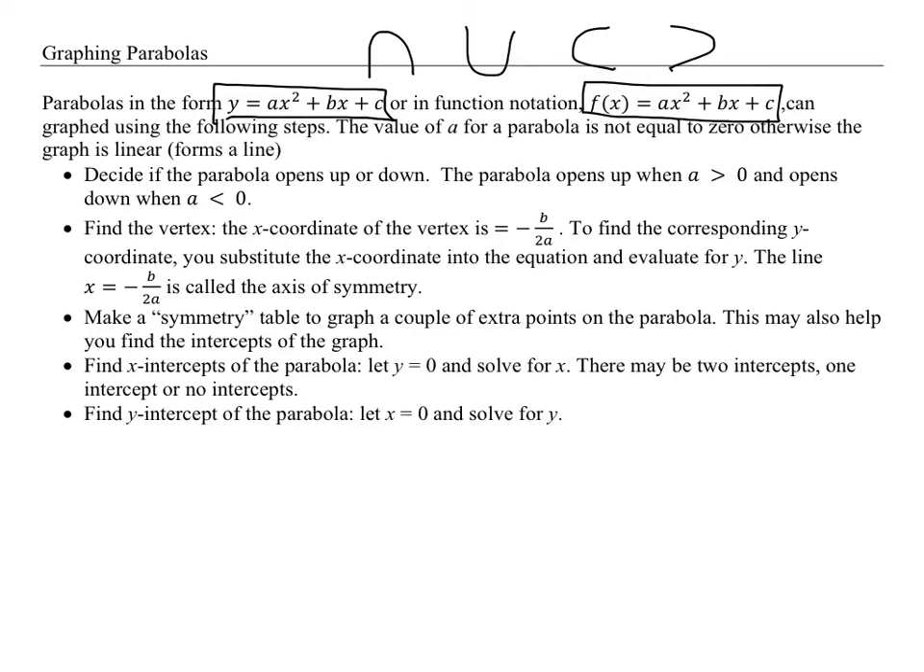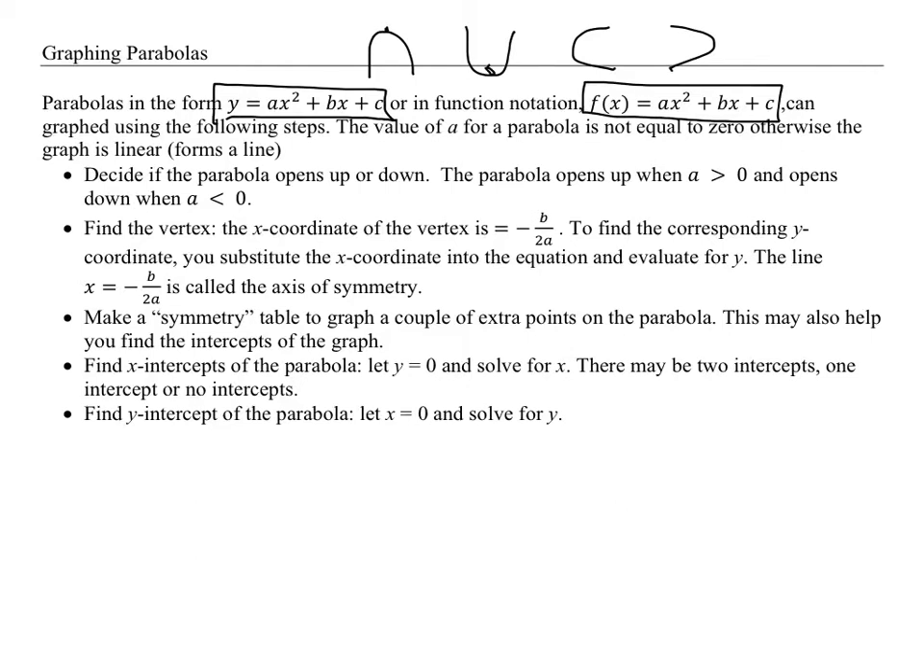Okay, so there are five bullets here. To decide whether the parabola opens up or down, the a value is your determining factor. If it's positive, the parabola opens up. Negative, the parabola opens down. The x-coordinate of the vertex is negative b over 2a. What is a vertex? It's either the highest point on the parabola if it opens down, or the lowest point if it opens up. Good?